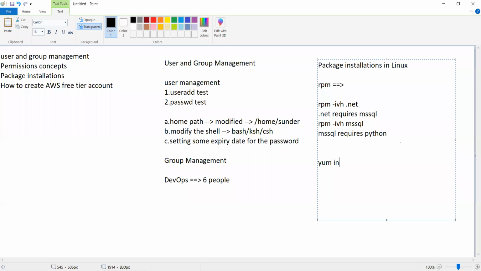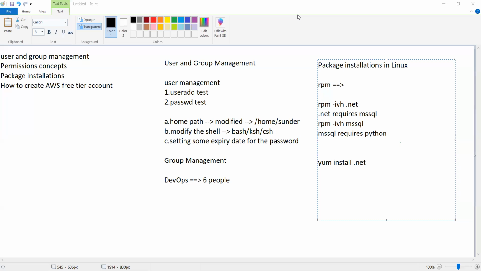So how do I do it, guys? yum install .NET. The moment I mention this particular command, it will straight away install your complete package. Yes, it will straight away install your complete package, right? .NET would be installed. If there are any dependencies, those will also be installed in a single command. Everything would be done based on a single command. All the things would be done, right?